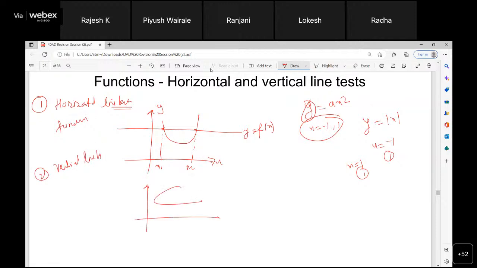Same thing for vertical line test. I will draw a vertical line here, right? Now see what is happening. For the same x value, I am getting two different y values, y1 and y2. Now is it a function? No, it is not a function. Just remember that these line tests are used to check whether our expression is a function or not. If we draw a vertical line and we get two values of y for the same value of x, then it is not a function, right?